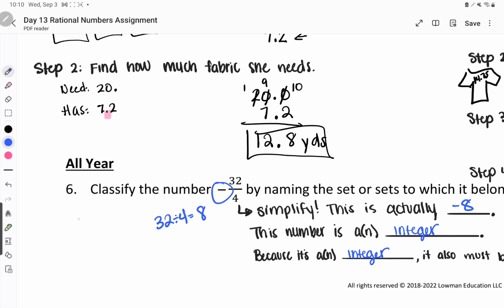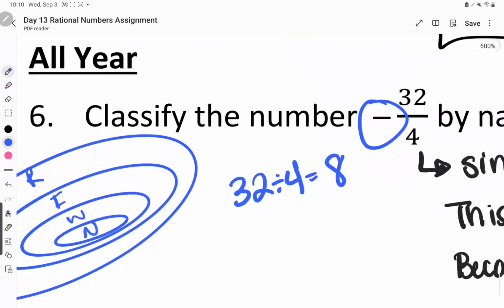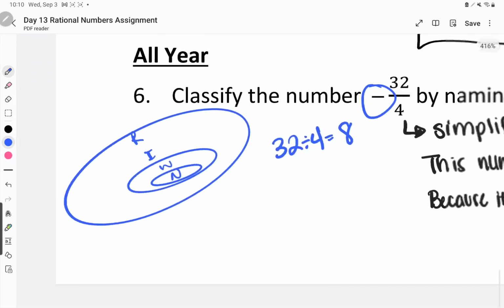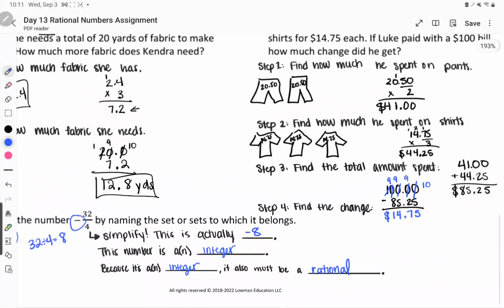Because it is an integer, it must also be a, so when we do our circles, you have a whole number, a rational number? Goodness gracious. An integer, a whole number, and a natural number. Since it is an integer, it also fits into the rational number category, but we can't actually go inwards, so it only fits into the rational number category. So it's an integer and a rational number. It's not a whole number because it's negative. It's not a natural number because it's negative.